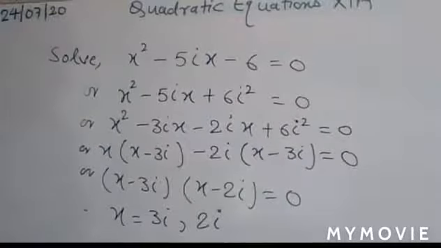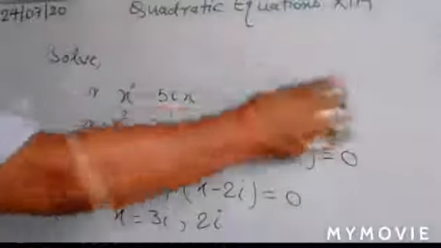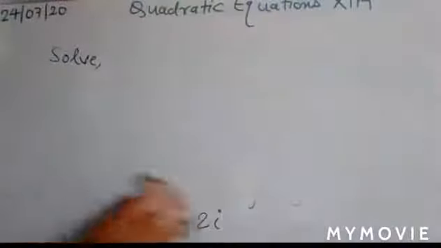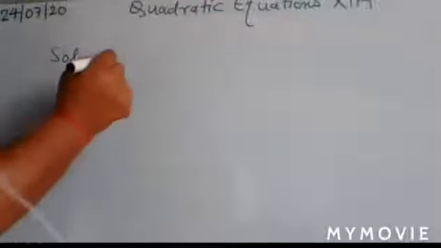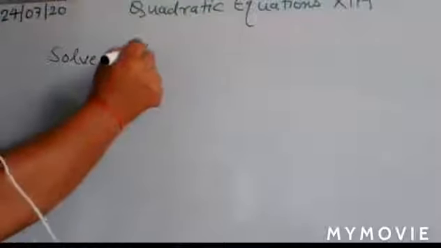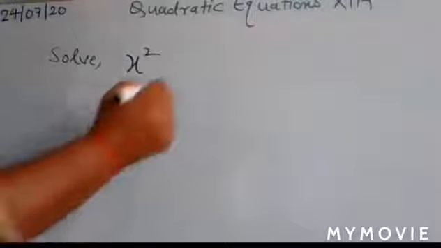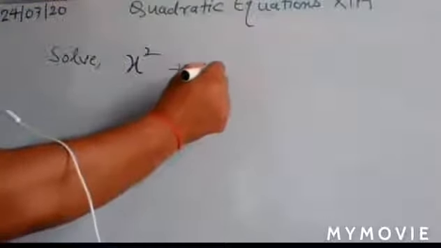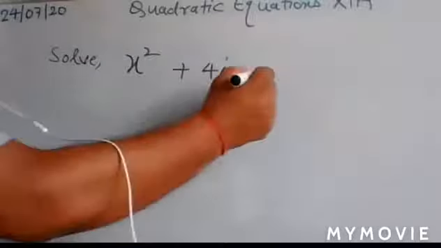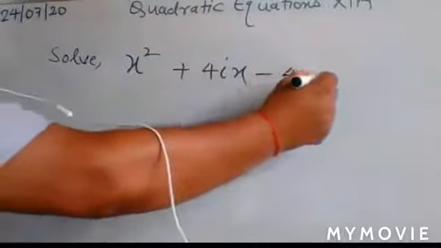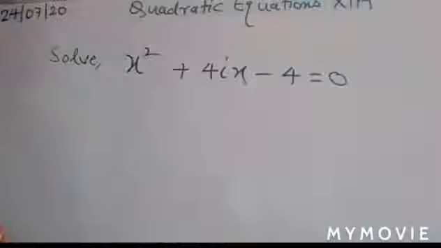In the same way, I give you another question, try to solve it. Solve x square plus 4ix minus 4 is equal to 0. You have to solve this one.